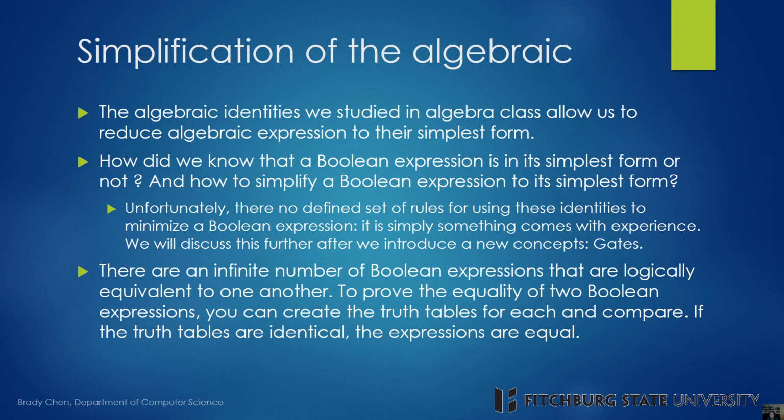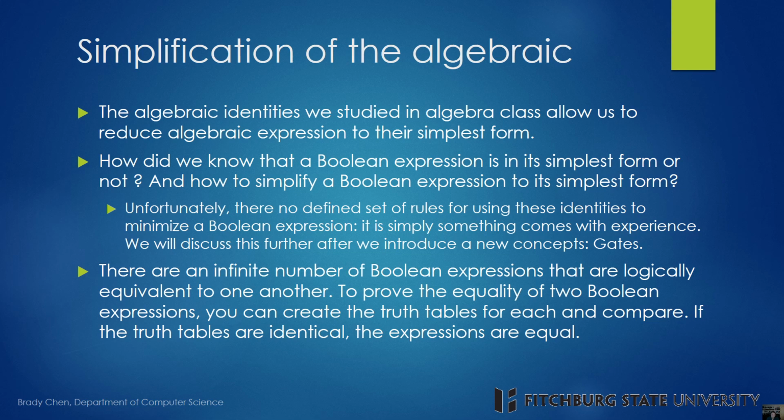So we will discuss this further after we introduce a new concept. It's called gates. A gate is a logic component that can perform some simple logical operation like an AND operation, an OR operation, or a NOT operation. Now these gates are built with smaller components called transistors. Okay. Now the first thing we know is that there are an infinite number of Boolean expressions that are logically equivalent.